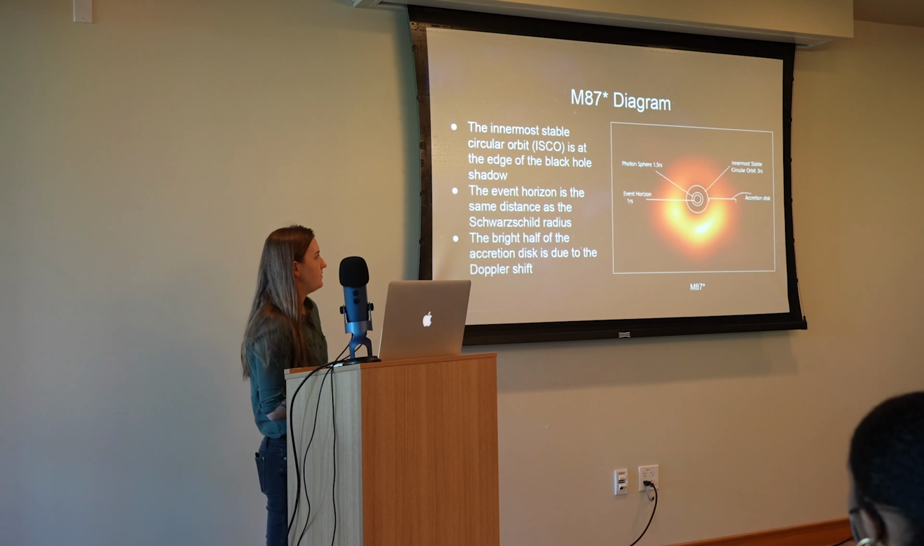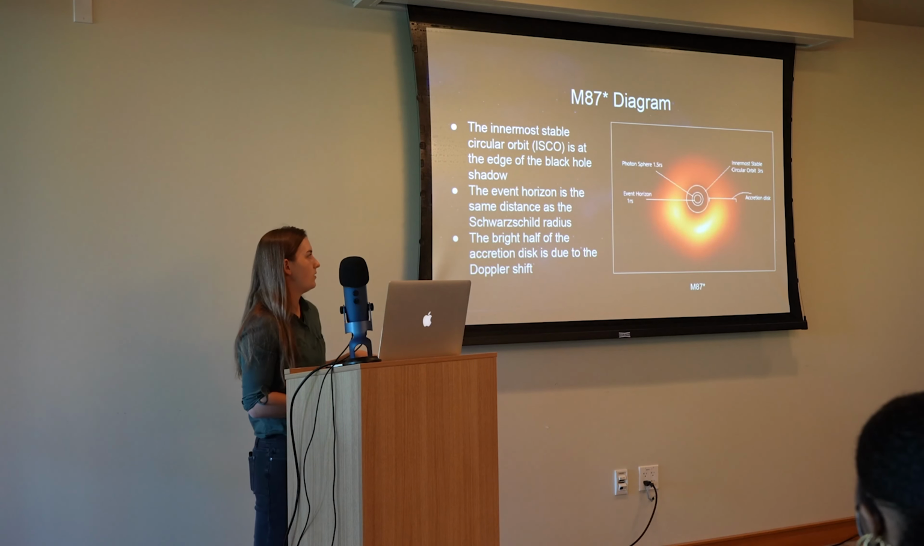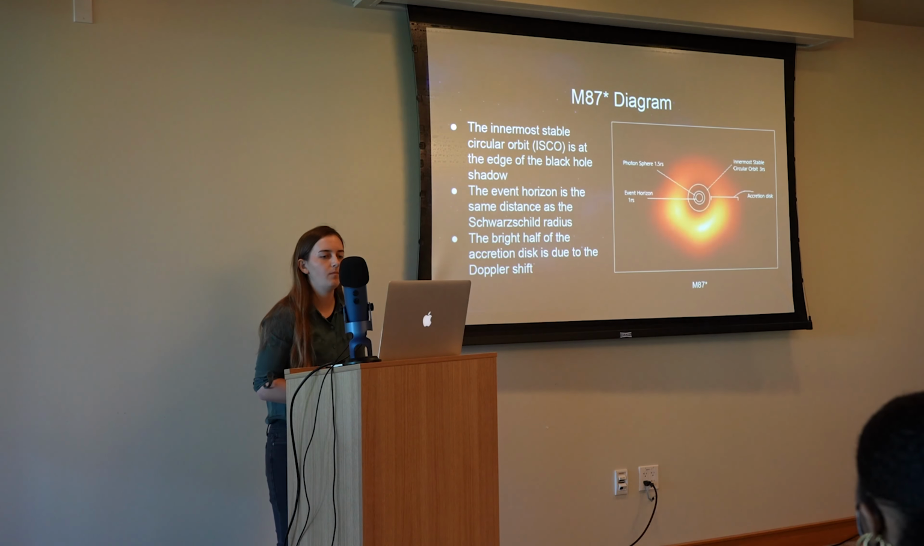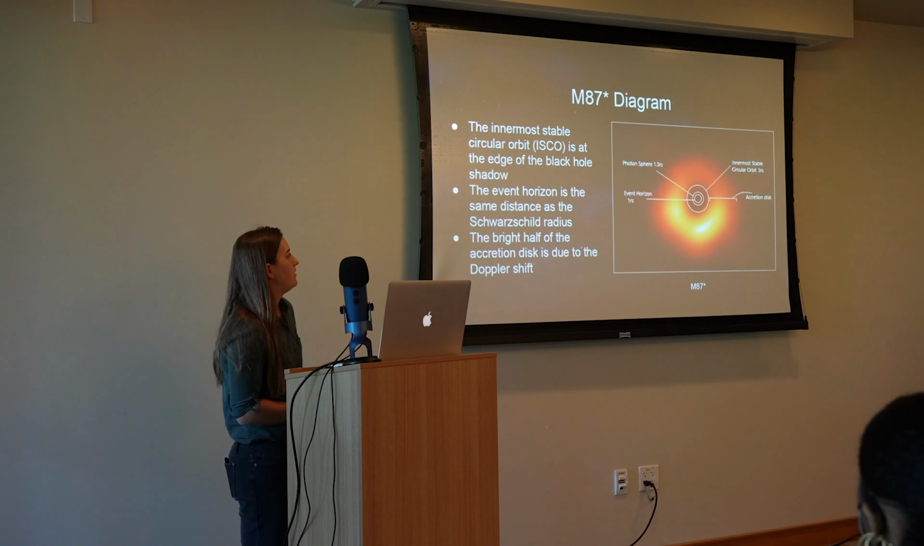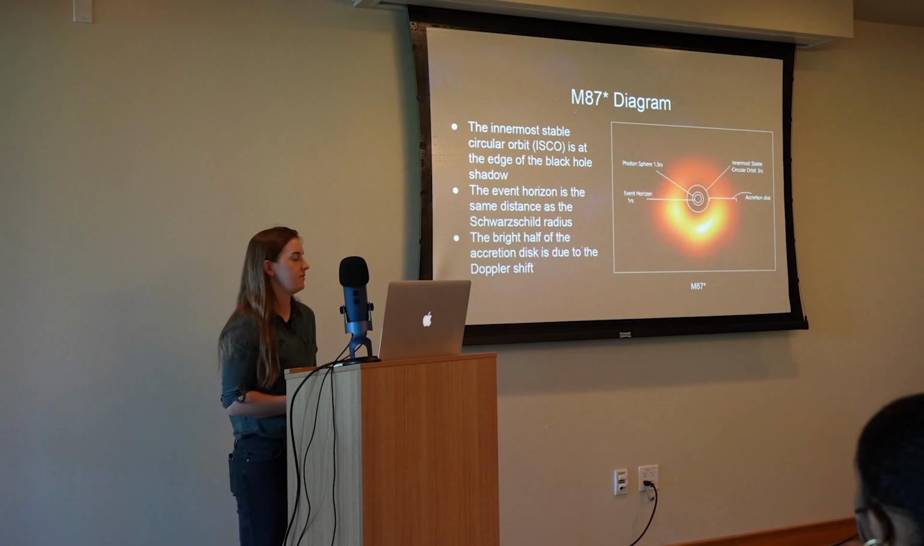Further in is the photon sphere. This is a distance where photons can make one complete orbit around the black hole. And the innermost circle is about where the event horizon would be for M87.